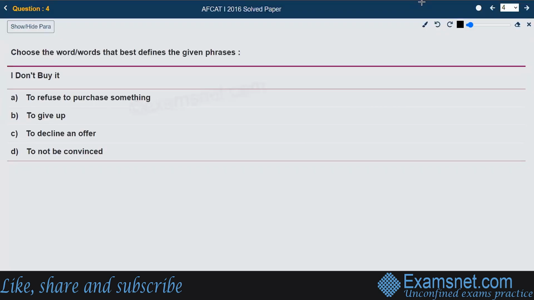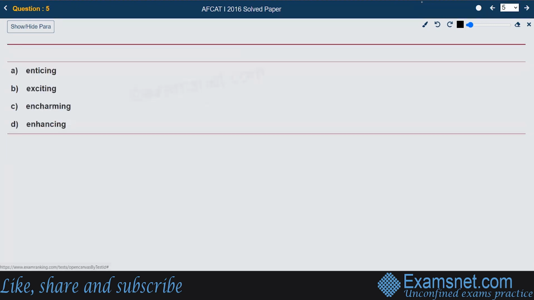Question number 4 asks for the meaning of the phrase "I don't buy it." The meaning of this phrase is to not be convinced. If somebody is not convinced by someone's argument, they'll say, "I don't buy your arguments," or "I don't buy your statements." This is what "I don't buy it" means. Next.